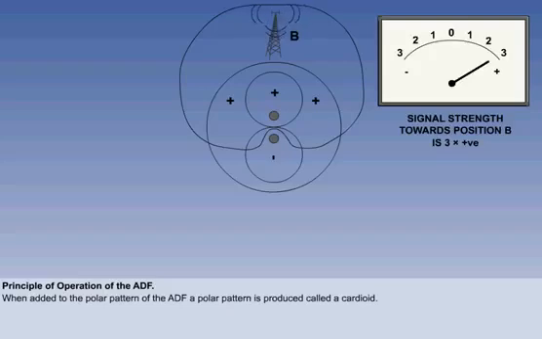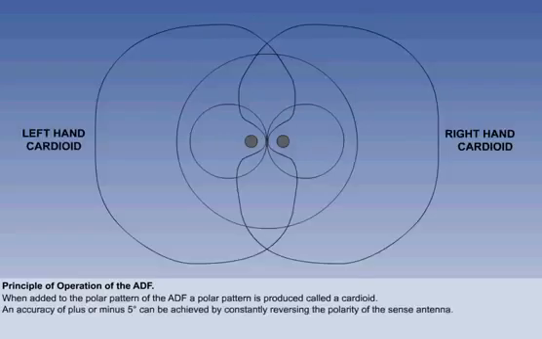Thus, if anti-clockwise rotation produces a stronger signal, the bearing is correct. However, if it produces a weaker signal, the bearing is a reciprocal. The signal accuracy can be further increased to that required by ICAO, namely plus or minus 5 degrees, by reversing the polarity of the sense antenna to produce a right-hand cardioid, and then switching between the two about 120 times a second.